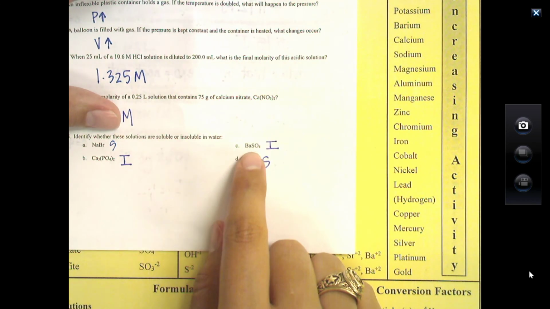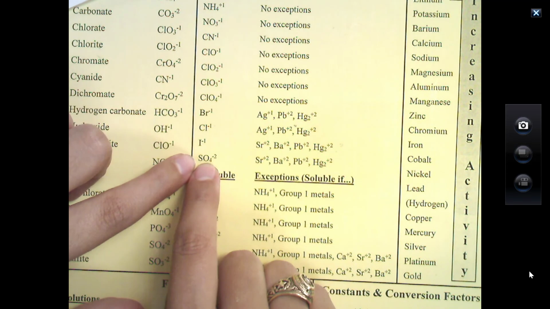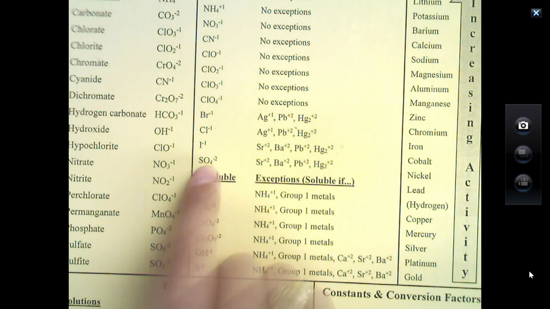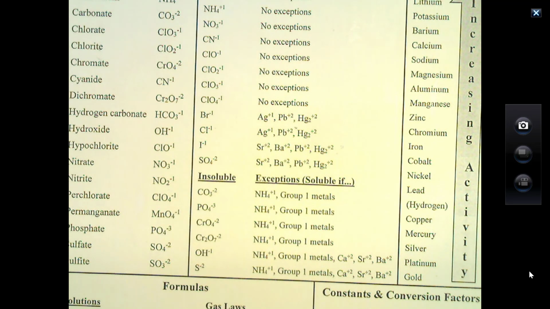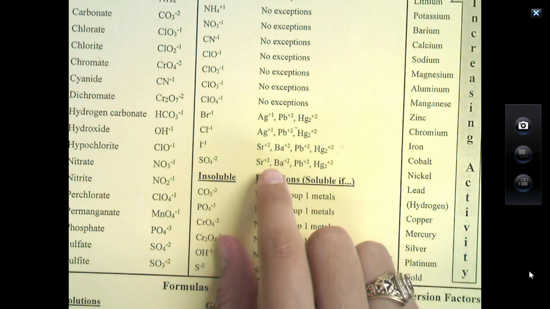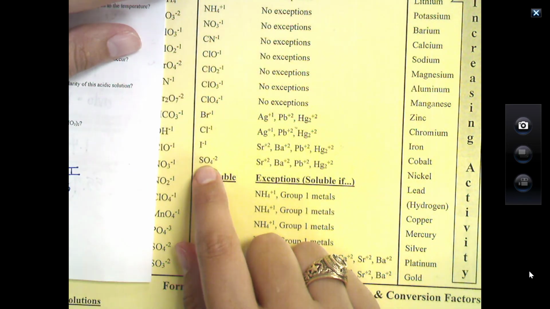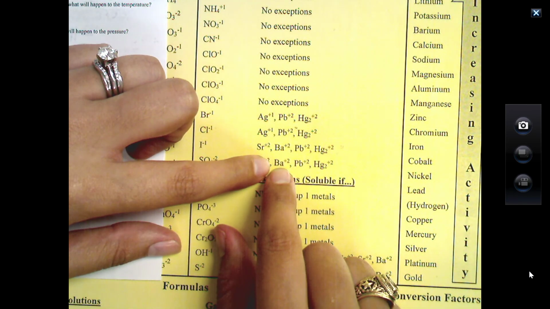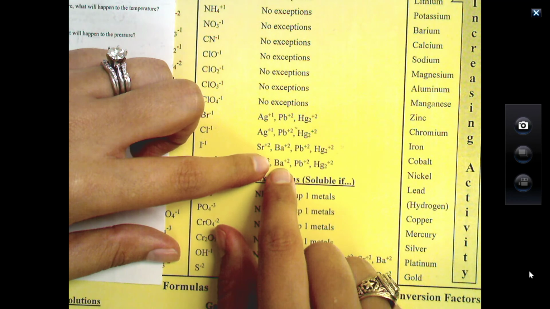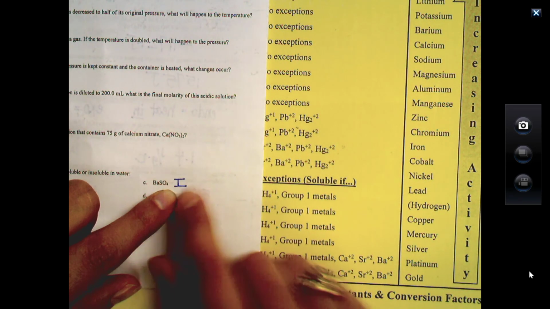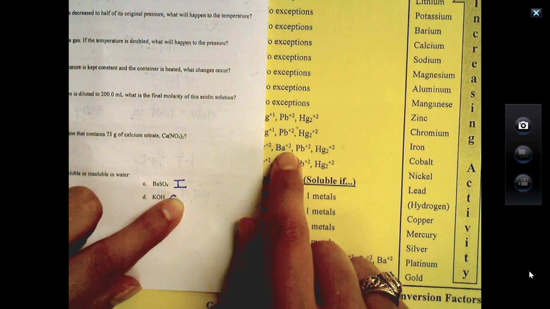For letter C, we have BaSO4. We're going to look for the SO4. SO4 is the last one in the soluble list. There are some exceptions. Ba is one of them. So even though SO4 is soluble, there is an exception of Ba. So that makes this insoluble. It flips to being the opposite when there is an exception.